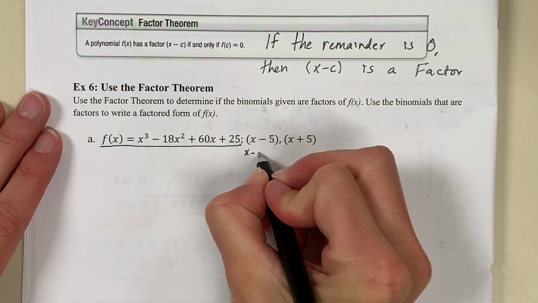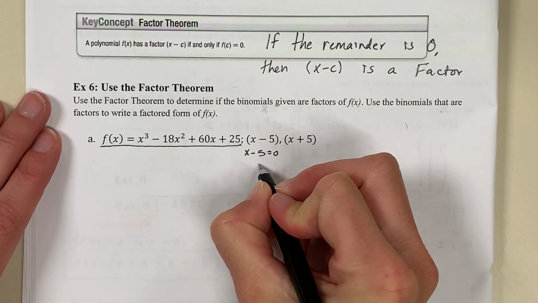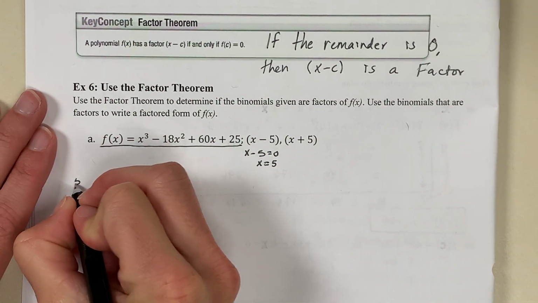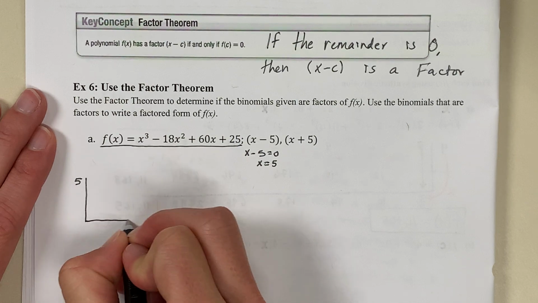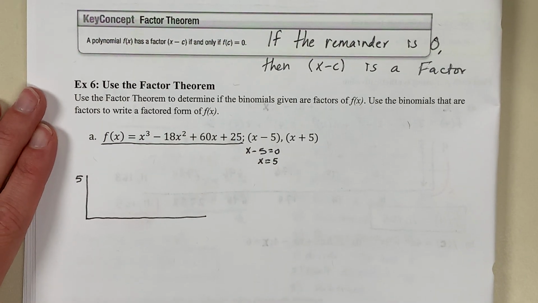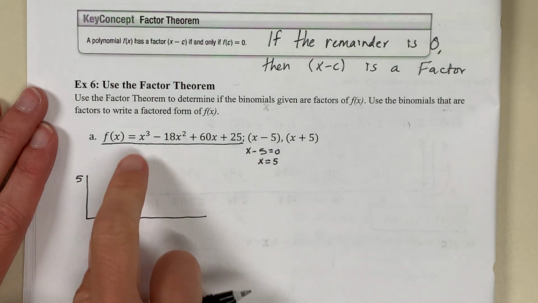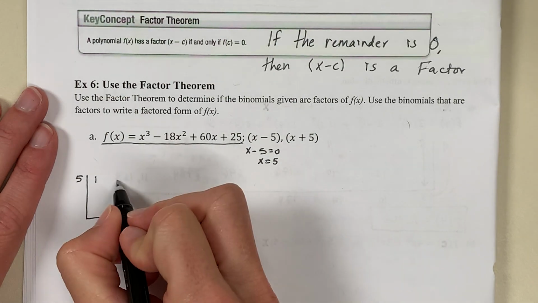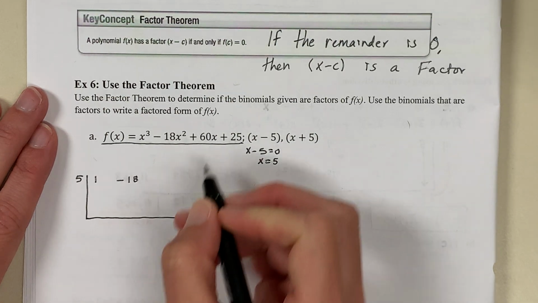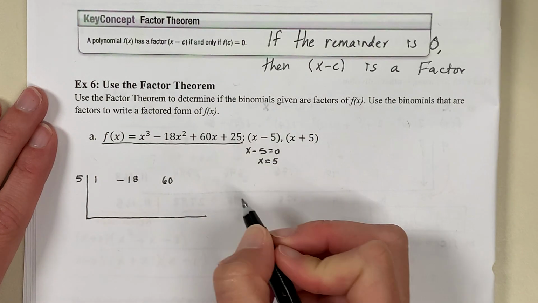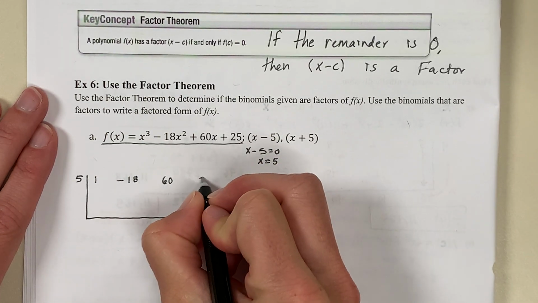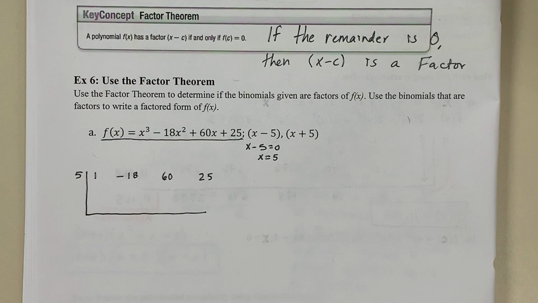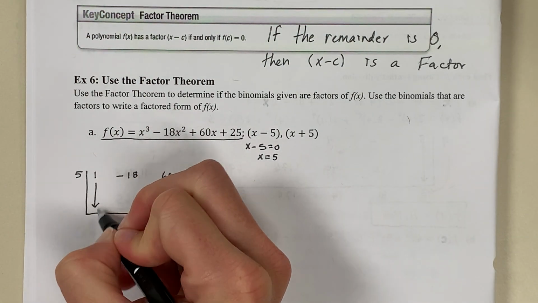The first thing I'm going to do is set x minus 5 equal to 0 and solve for x, and x is equal to 5. So I'm going to use synthetic division using the number 5 outside of the division. Starting coefficients: x to the third power has a coefficient of 1, x squared has a coefficient of negative 18, x has a coefficient of 60, and x to the 0 power, my constant, is 25. When I use synthetic division, always drop down the very first term. So I'm going to drop down the 1.